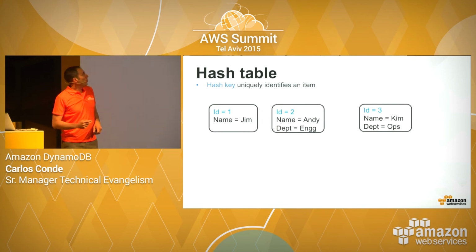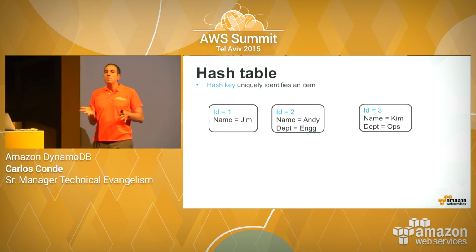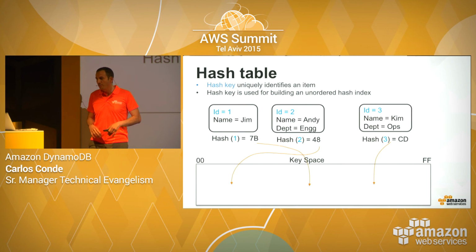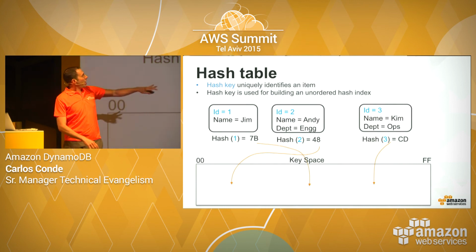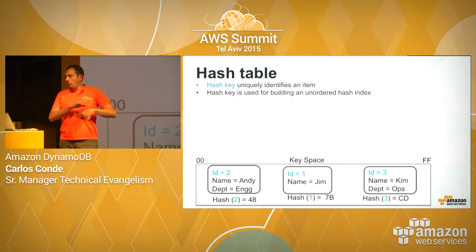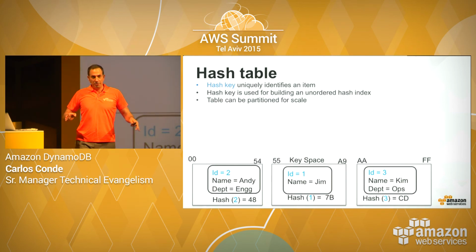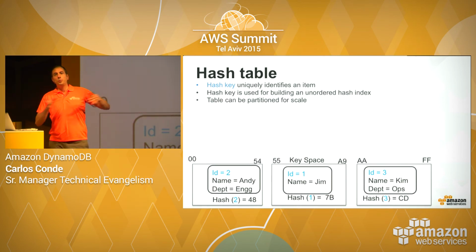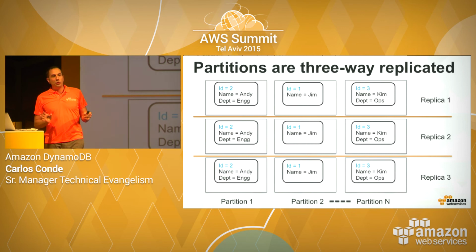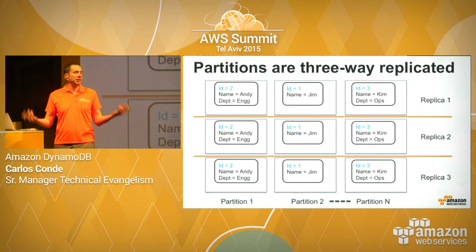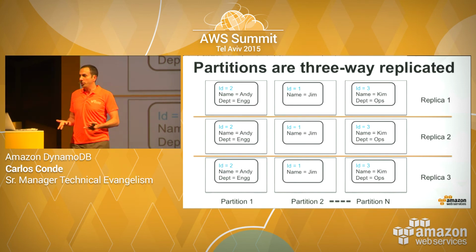Okay, so now the hash. It's important to understand that the hash not only uniquely identifies an item, but it can identify a set of items. So you have a hash. So we compute the different hash space. And those different items are going to be distributed in the hash space. And then we're going to partition the hash space. So this is how we are going to be able to scale the table with multiple partitions, right? And each partition is replicated in 3 different availability zones. Okay, so even if we lose a complete availability zone, you still have access to your tables.